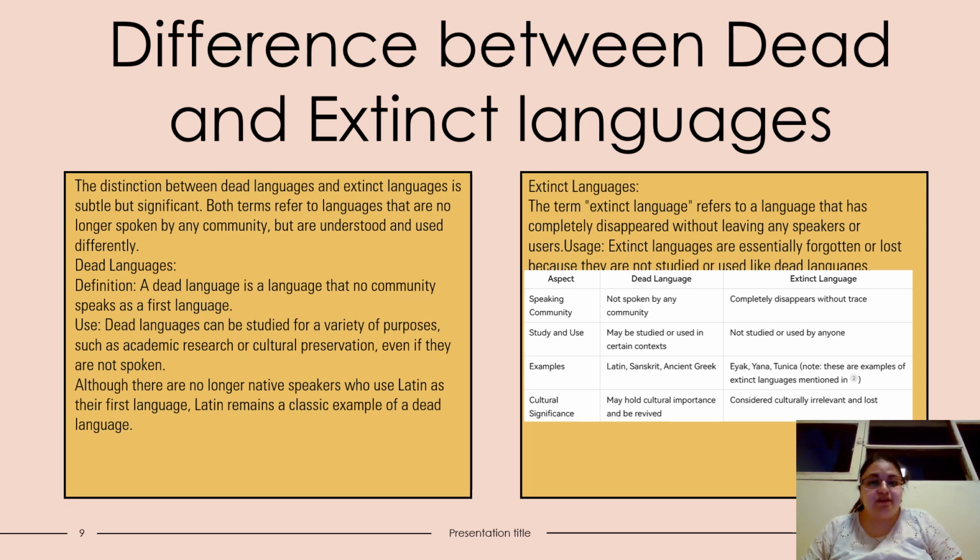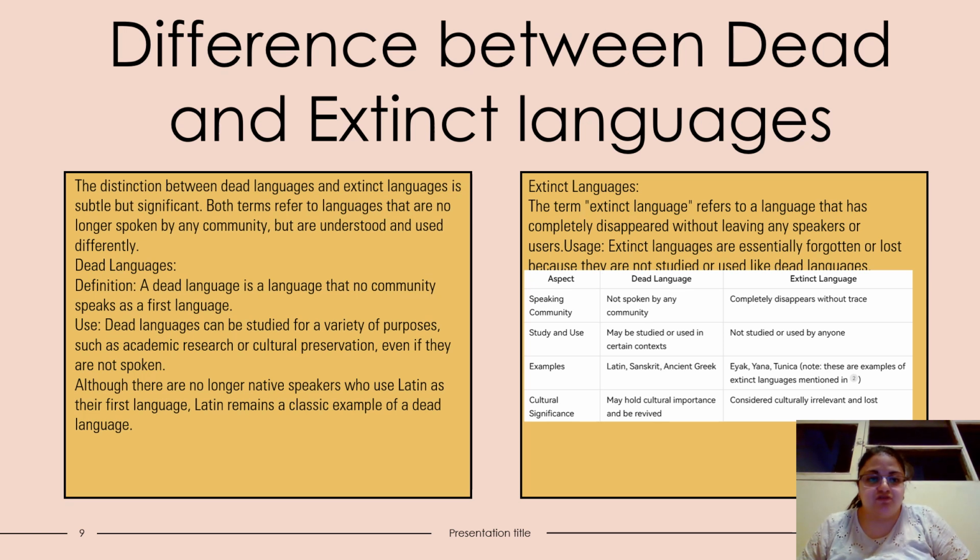Difference between dead and extinct languages. The distinction between dead languages and extinct languages is subtle but significant. Both terms refer to languages that are no longer spoken by any community, but are understood and used differently.